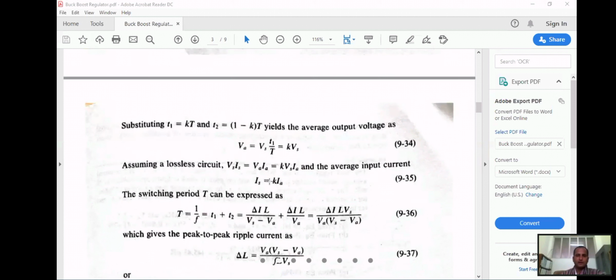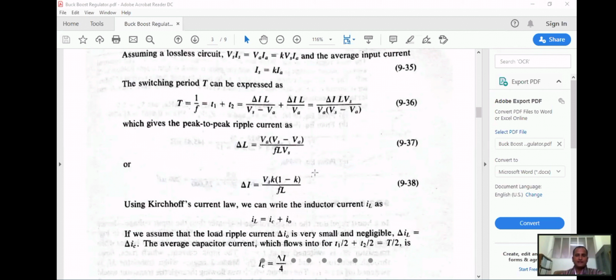So Va can be equal to K Vs. If you change Va into K Vs and simplify, K Vs is common, so Vs will be cancelled. You will get del I is equal to Vs K (1 minus K) divided by F L, where T equals 1 by F. So how much is the change in the current in this circuit?